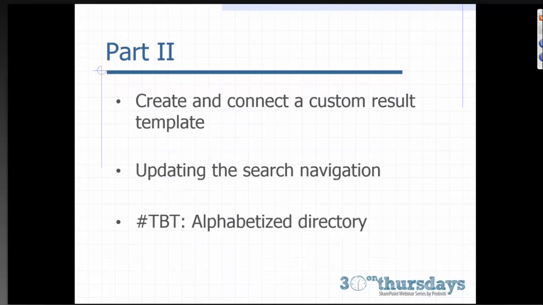So what is part 2? We are going to be using a custom result template to display our people. It's different from what SharePoint provides us. Next, we'll update the search navigation to allow us to find our employee directory, so that's something we didn't do last time. And for Throwback Thursday, I'm going to create an alphabetized directory at the top so that you can find people by last name.